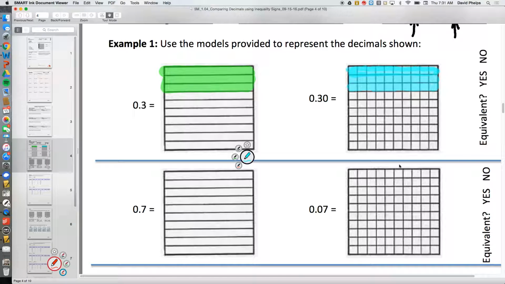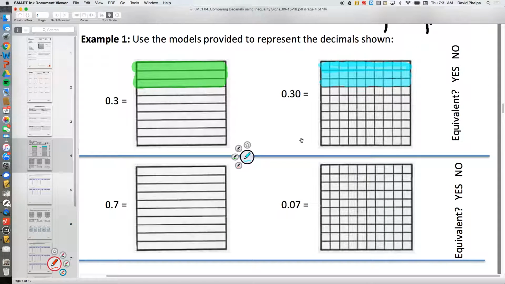All right, so are they equivalent? That's the question off to the right. Well, equivalent values represent the same amount of space, the same value. So if you look at 0 and 3/10, and then our number at 0 and 30 hundredths, the same amount of space is shaded in, so these values are equivalent. Circle yes right there. Yes, they are equivalent.